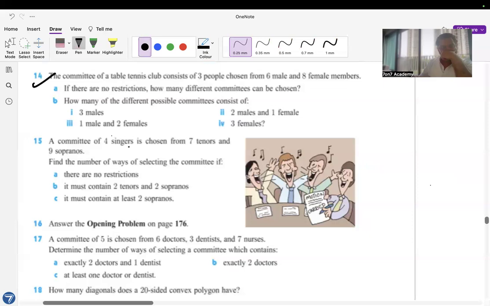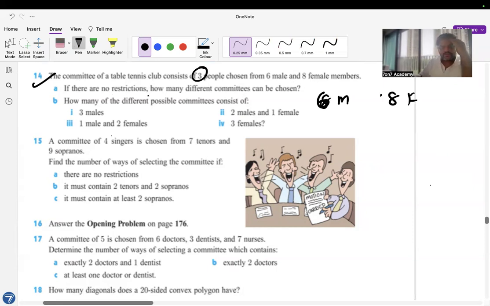If there are no restrictions, how many different committees can we choose? See, what information do you have as of now? A committee of 3 people has to be selected, and there are 6 males and 8 females. Agree? Yeah. The first one says to select 3.